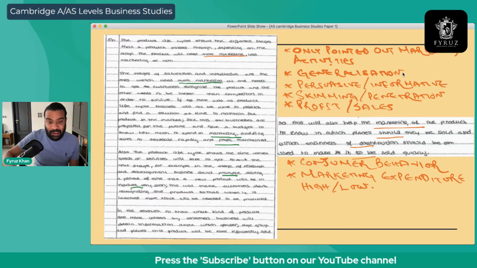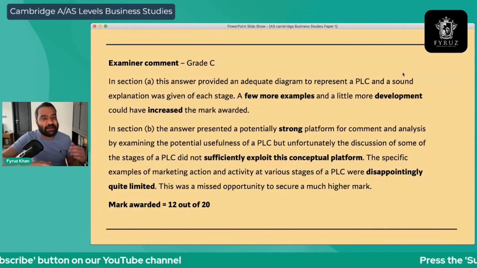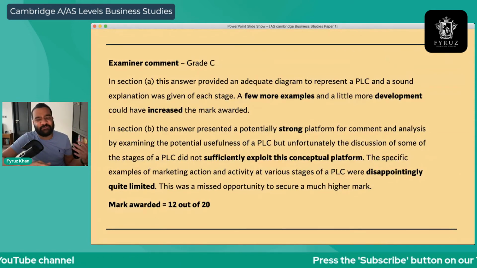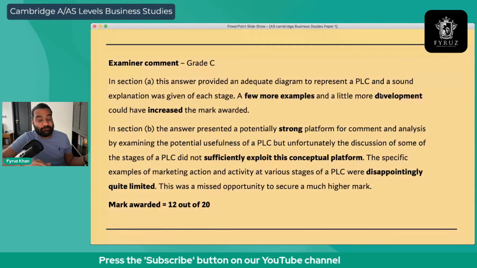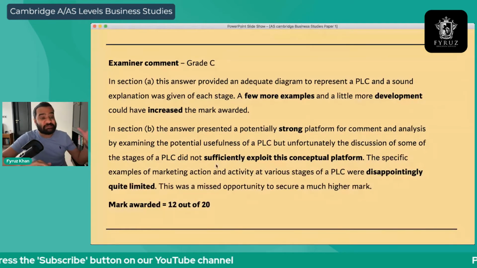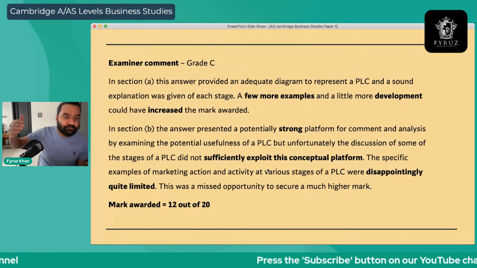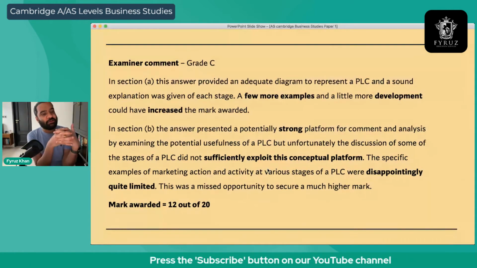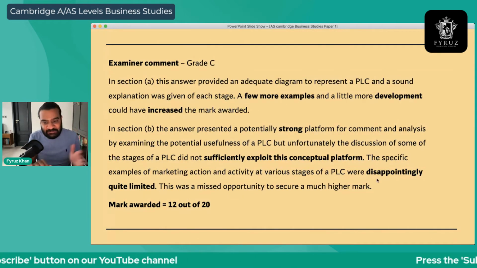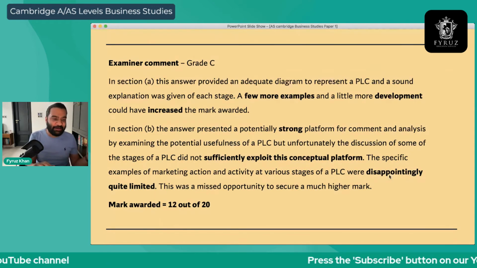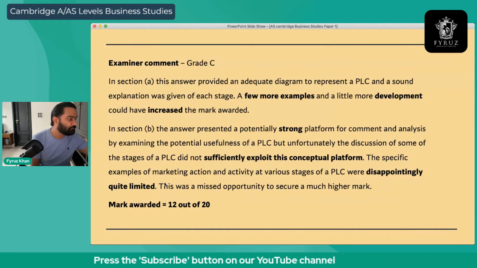Okay. And this is why the examiner has given a very harsh comment. Yes, answer A was good. A few more examples, a few more development would have been better. But then in part B, the student did not sufficiently exploit the conceptual platform. It means the examiner is trying to say this person has not used any theories or concepts at all. It was quite limited. Disappointingly quite limited. So that was a huge issue.